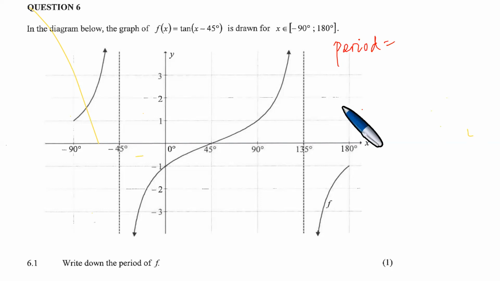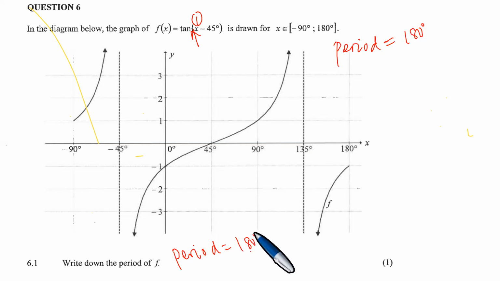The period is 180 degrees. Okay, the period of the tangent is 180. It's what I was saying now. So the period is 180. How do you see the period? It's not dependent on the interval on which the graph has been drawn, but it's dependent on the coefficient. If the coefficient of x is 1 there, then the period just remains 180 degrees. So if they ask us for the period, the answer is the period is 180 degrees. Okay, next question.